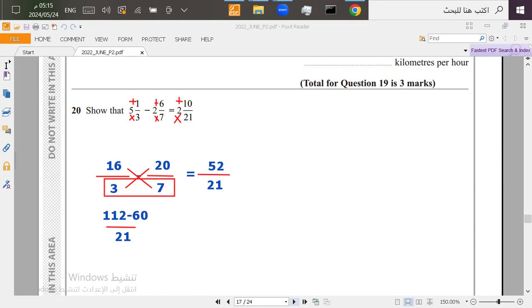Now I'm going to subtract the numbers on top and check if the answer gives me the same number. So here, this means equal. 112 minus 60, and the answer is 52. And then I have 21 in the denominator here. And I got the same fraction that they gave me at the beginning of the question. It means these steps show that the answer is the same as the first one. And this is how you answer a question like this. So you have to focus on the steps of showing and steps of addition and subtraction of fractions.